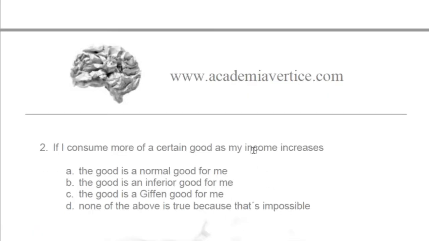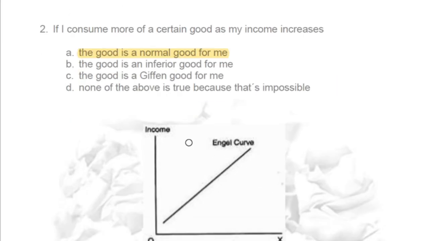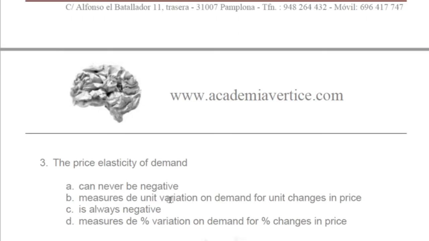Now, number 2. If I consume more of a certain good as my income increases, we should know that the good is a normal good for me. It can be represented by the Engel curve. The higher my income is, the more I consume of good X. The income elasticity would be positive. This also was easy for you, I hope.